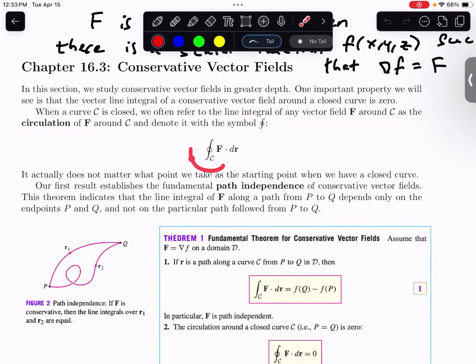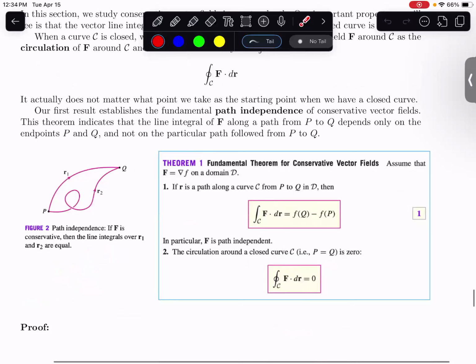So if you see this notation, that means we're doing a vector line integral over a closed curve C. The circle here indicates that the curve is closed, right? It begins and ends at the exact same point. And so it doesn't actually matter what point we take as the starting point when we have a closed curve.